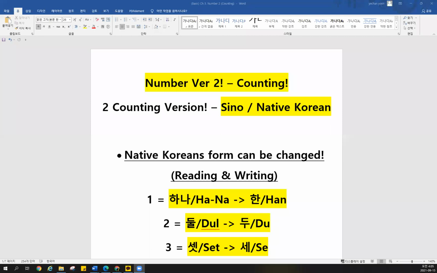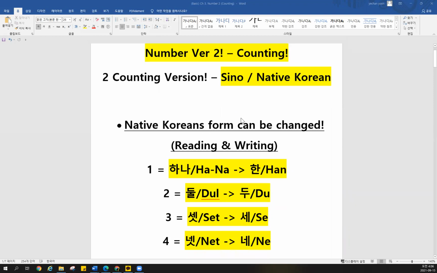Okay. So for the counting, we have two different counting versions, which are Sino and Native Korean. What was the Sino, everyone? Based on the Chinese pronunciation, which is 1, 2, 3, 4. Or for the Native Korean, what was it? It's 하나, 둘, 셋, 넷, right? So we have two different kinds of counting, but for the Native Korean, the form can be changed, depending on the reading and the writing.